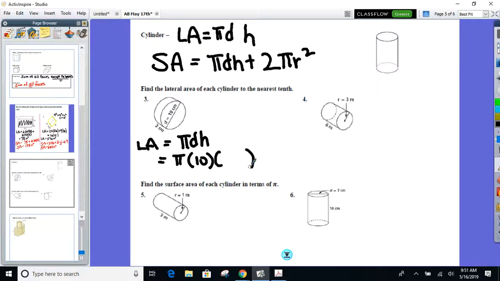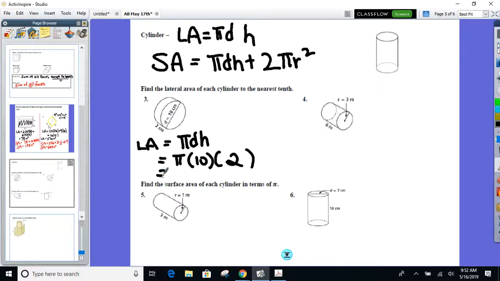Now let me slow down. The height's 2 because it's the other number. I want you to realize where the height is on a cylinder, because it could be drawn like this or otherwise. The height of a cylinder is the distance between the two circles. Find the distance between the two circles, that's your height. They're telling me 2 here. That's the distance between the two circles, not just because it's the remaining number.